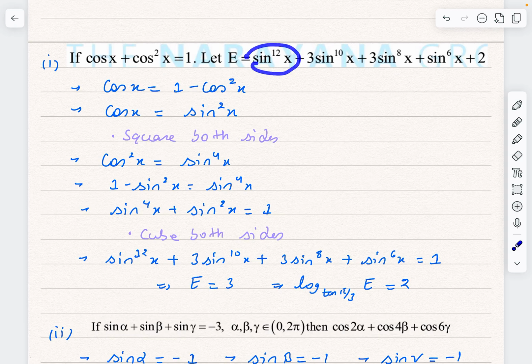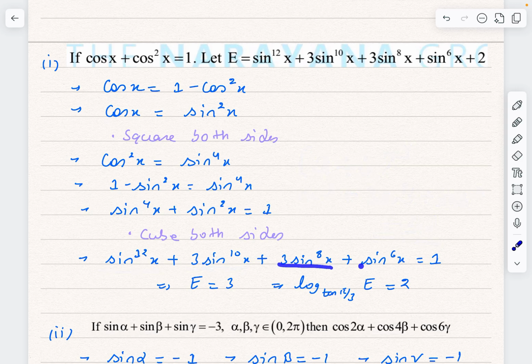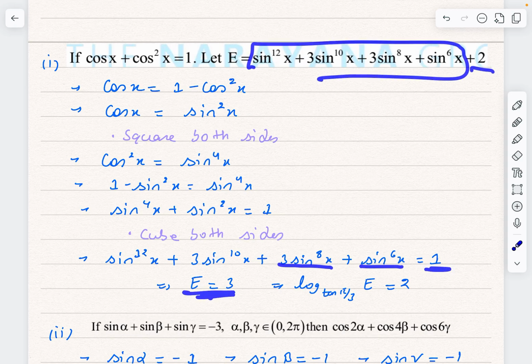You want sine 12, so I just cube both sides. So (a plus b) whole cube, we can write as a cube plus 3a square b plus 3ab square plus b cube. We get sine 12x plus 3 sine 10x plus 3 sine 8x plus sine 6x. Right side will be 1. So the value of E is this plus 2. So E will come out to be 3.